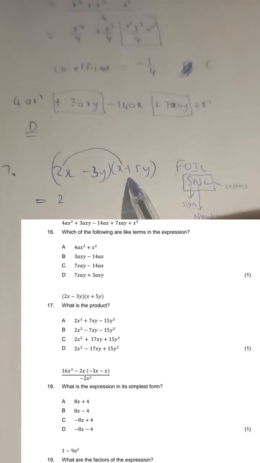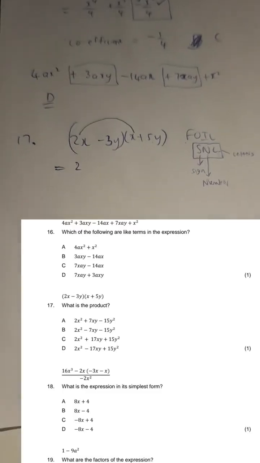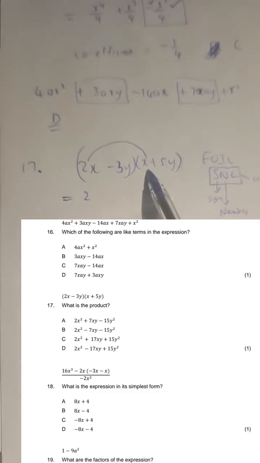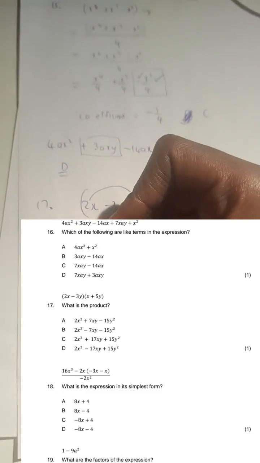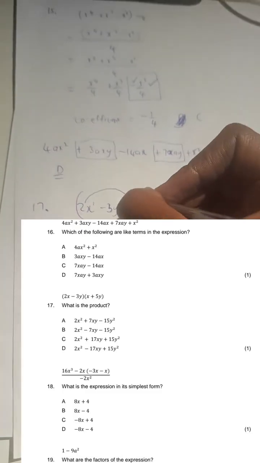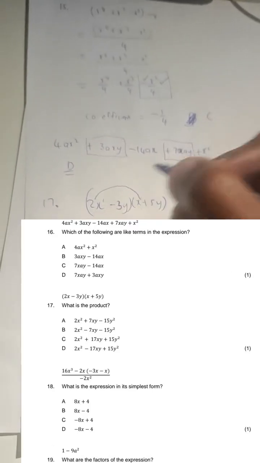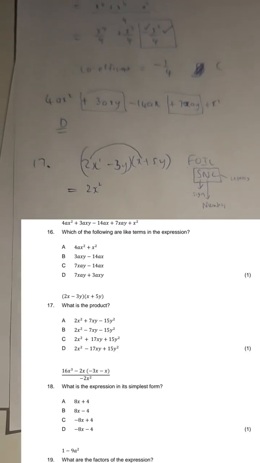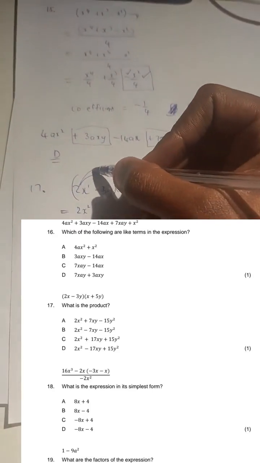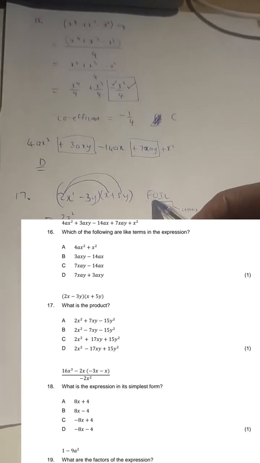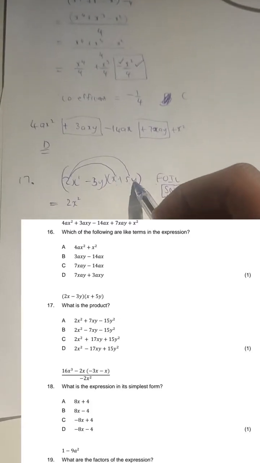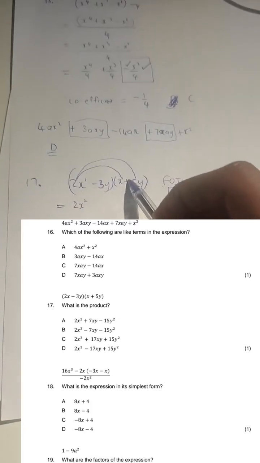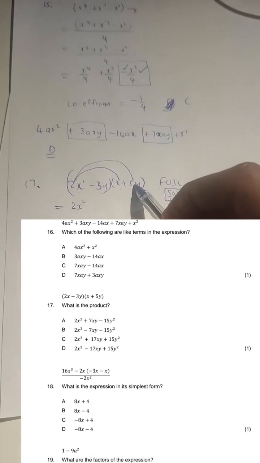Then x times x, we move on to the letter. X times x, remember guys, if the variables are the same and we are multiplying, what do we do? We keep the base. The exponents there are 1, so 1 plus 1 gives us 2. So we have 2x squared there. 2x, the outer terms, 2x times 5y. You see the 2x is being distributed to x, and then the 2x is being distributed to 5y.